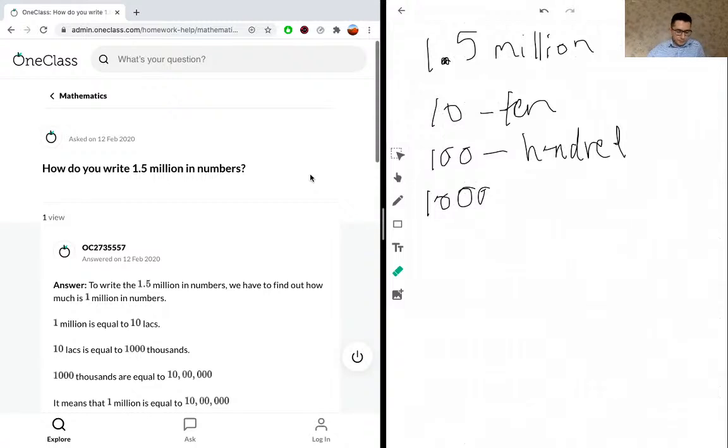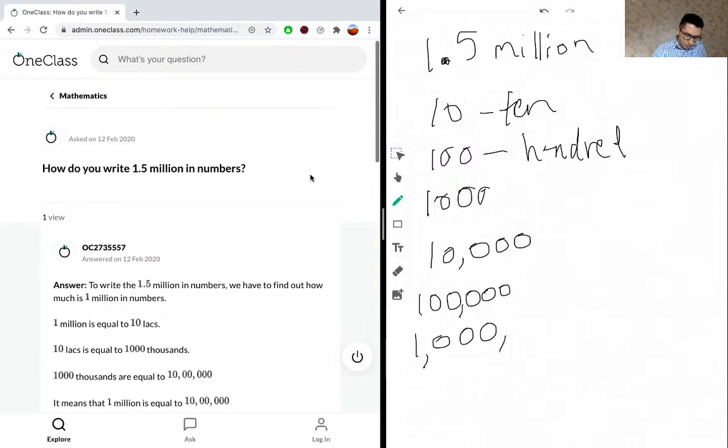So knowing this, we can go further. We know 10,000 is 4 zeros. I'll put a comma here so we can see the number of zeros. And then 100,000 is 5 zeros. And then from 100,000, if we add one more zero, that gives us 1 million. So we started out from the simpler numbers that we already know, 10, 100, how many zeros, and built off to figure out how many zeros are in a million.